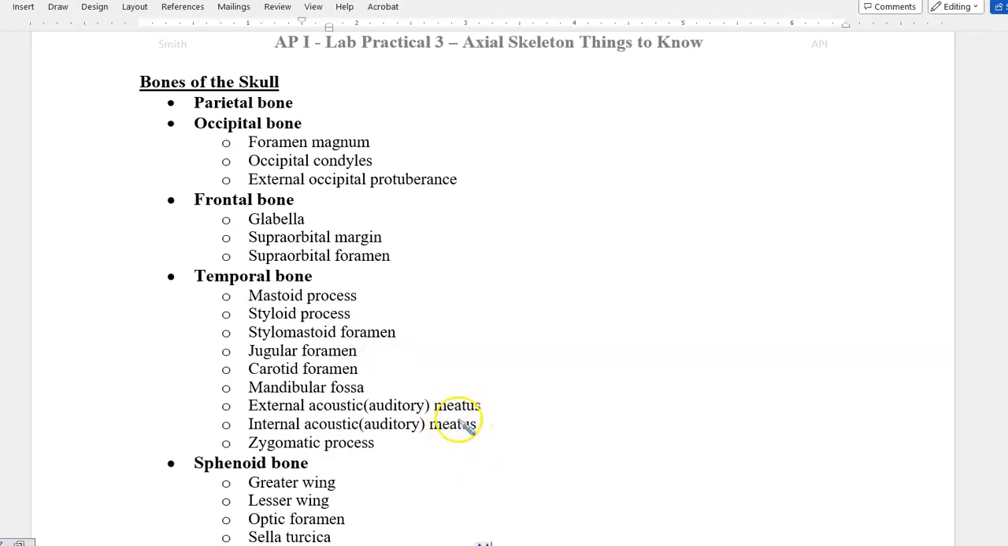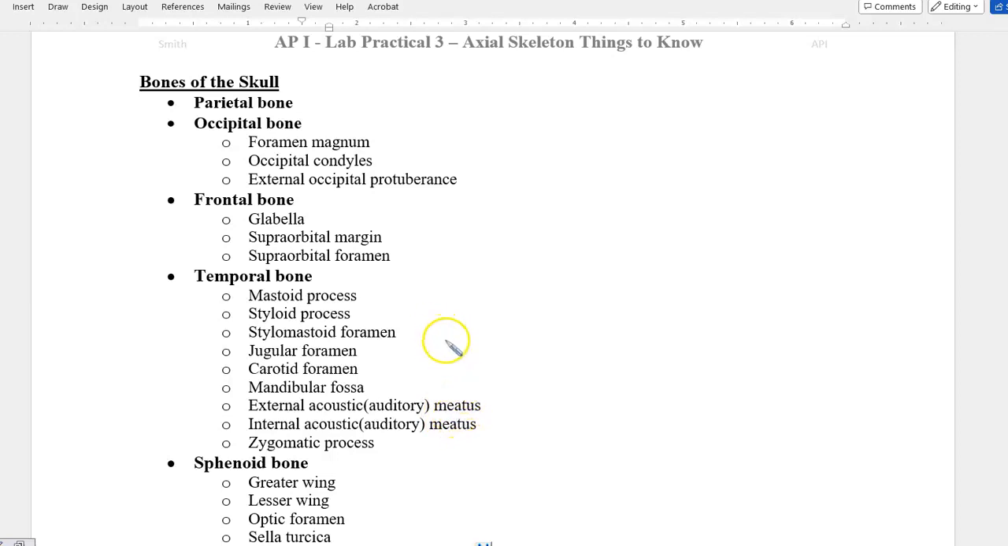And then a meatus is like a canal. So this is your ear canal. You've got the external, and you can use auditory or acoustic, whichever you prefer, and meatus. So you can't say ear canal, you have to say a meatus. The difference between a meatus and a foramen is that the foramen is a hole where blood vessels and nerves go through. The meatus is a canal where other bones are located, so your inner ear bones are located there.